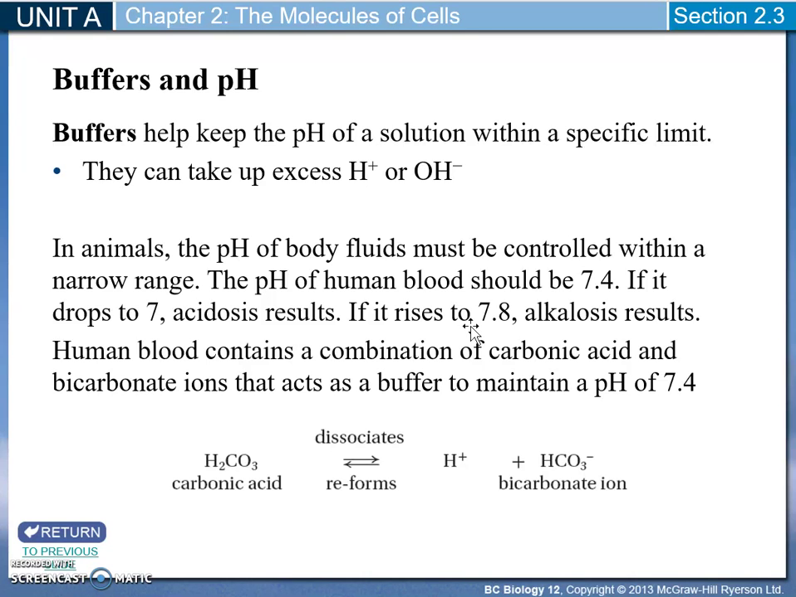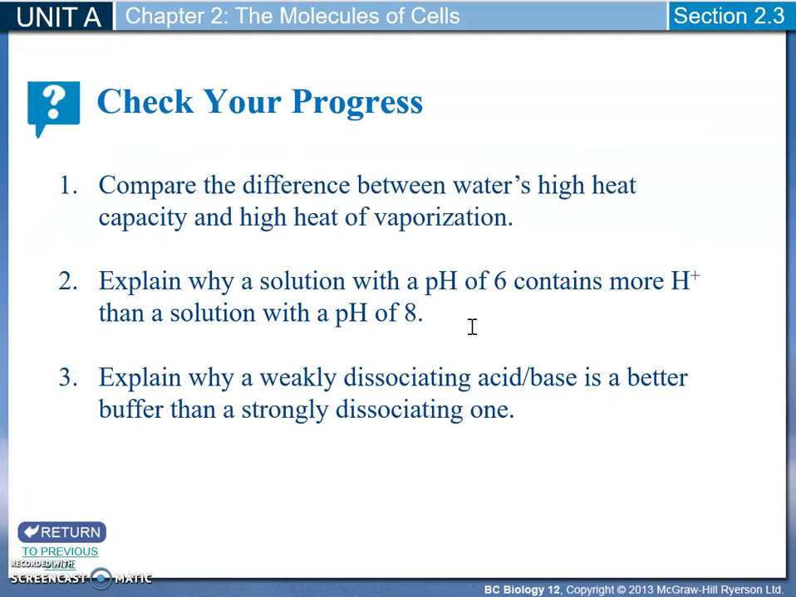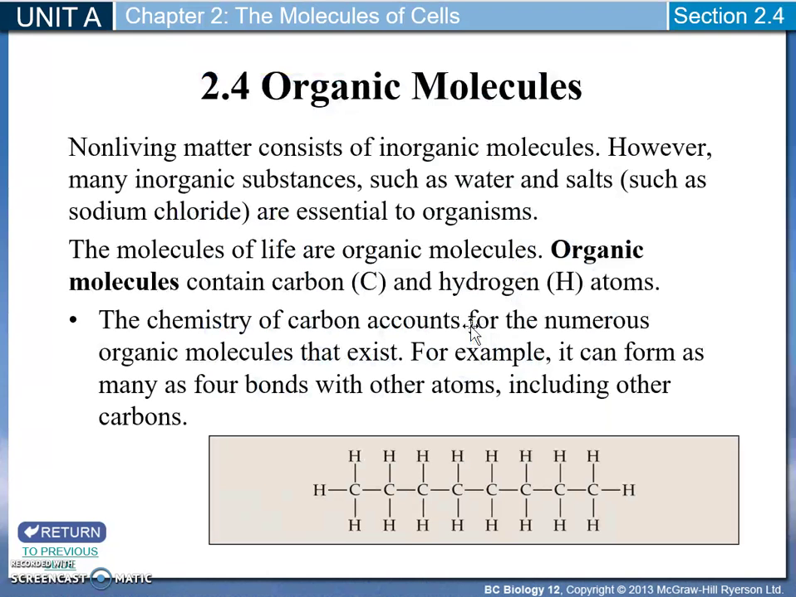And so in animals, the pH of body fluids has to be within a very narrow range. And the pH of human blood has to be kept at around 7.4. And if it drops even down to 7 or increases to 7.8, then serious situations will arise within that person. Okay, so those are the things that we've covered so far. Now we'll look briefly at organic molecules.